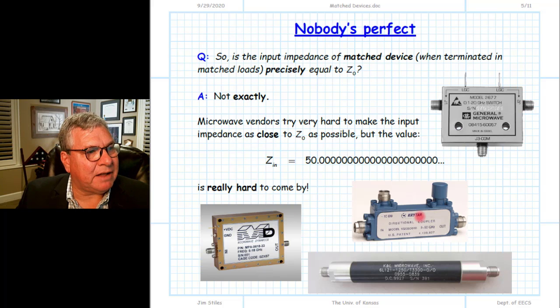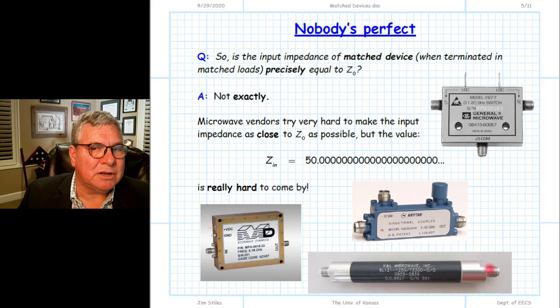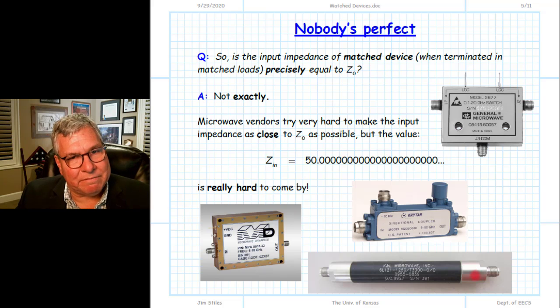So all of these devices were designed specifically to connect to other matched devices. They must be inserted in a matched system to behave the way that they were designed to behave. If you take a microwave filter designed for a 50 ohm system, for example, and you connect other things to it, other than other matched devices at 50 ohms, you will find that the behavior of your filter will be very much different than what you expect.